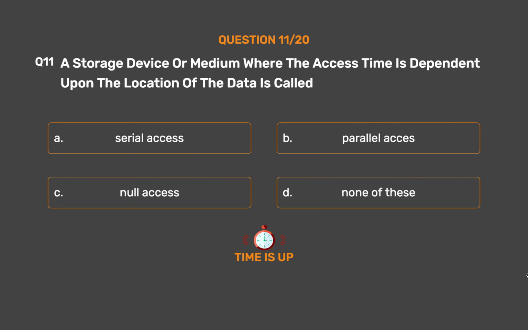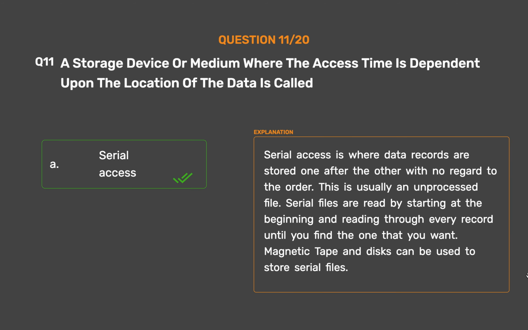The correct answer is Option A. Serial access. Serial access is where data records are stored one after the other with no regard to the order. This is usually an unprocessed file. Serial files are read by starting at the beginning and reading through every record until you find the one that you want. Magnetic tape and disks can be used to store serial files.